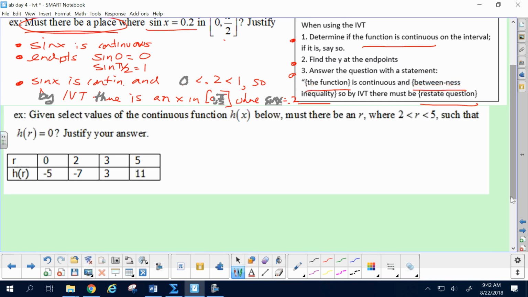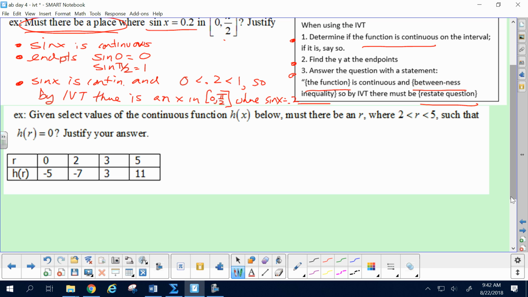Let's do one more together, then I'm going to have you do one or two on your own. All right? Given select values, now you're going to see table problems all the time in this class. You're expected to know calculus analytically, which is kind of what we did there. Numerically, think table of number values, graphically and verbally. All right? This is a numerical calculus problem.